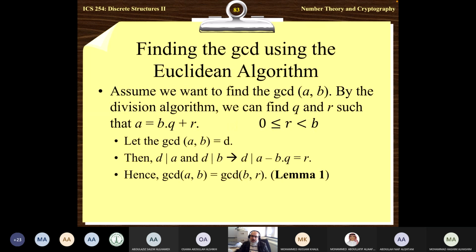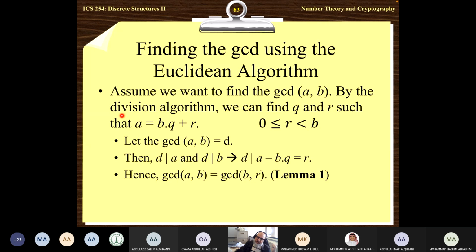Fine. So the last thing that we will do today is how can we find the greatest common divisor using what we call the Euclidean algorithm. Before doing that, let's prove the Euclidean algorithm. Assume that we want to find the greatest common divisor between a and b.